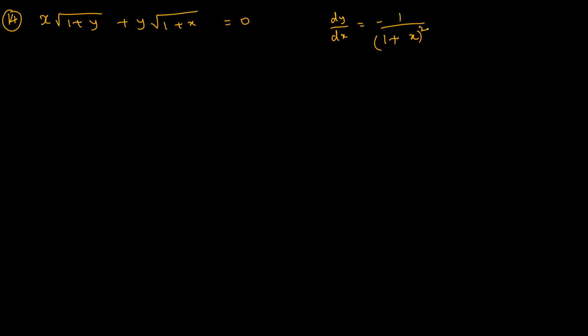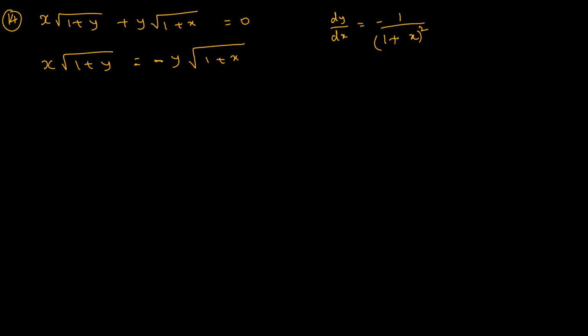So how do we do this? You tell me. Maybe one thing, x into root of 1 plus y is equal to minus y into root of 1 plus x. Her method saves one step because it looks like an implicit function. So you need to square on both sides, collect the y terms separately and x terms separately, then you'll get the result faster. Maybe this will take some time. We'll try and see. I'm assuming that you tried in this method and didn't get it. That is why I'm trying in this way.